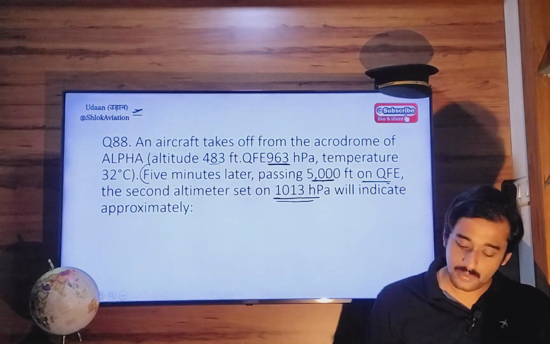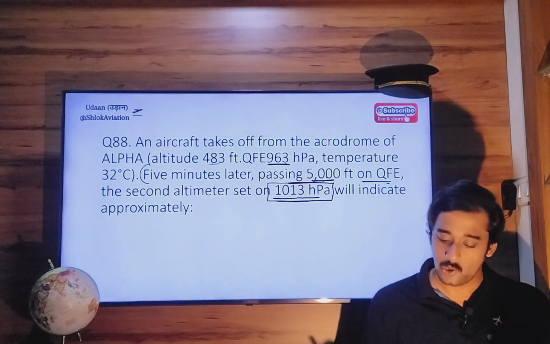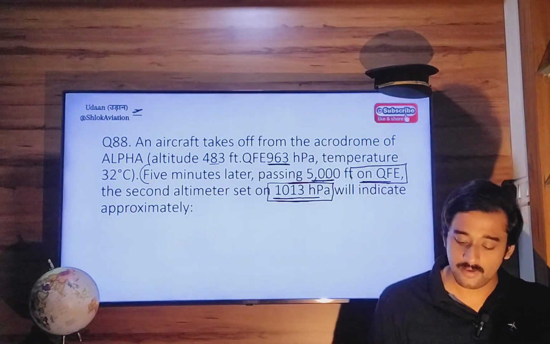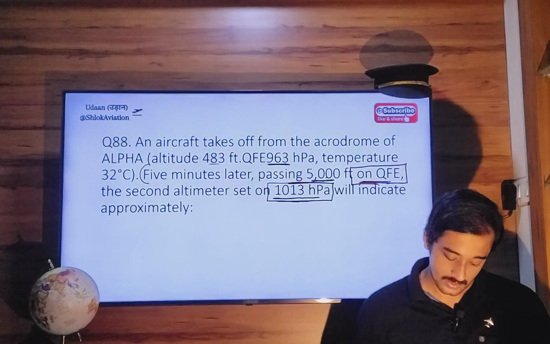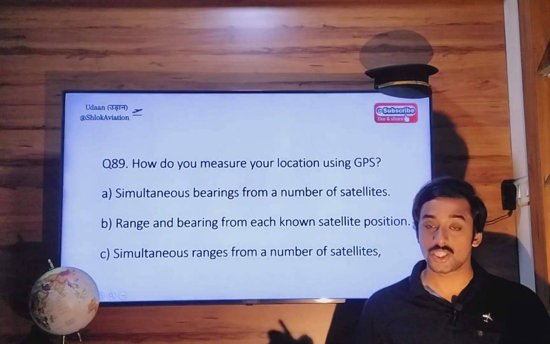So the altimeter which is set on 1013 will indicate pressure altitude. The altimeter which is set on QFE will indicate 5000 feet. Simple.